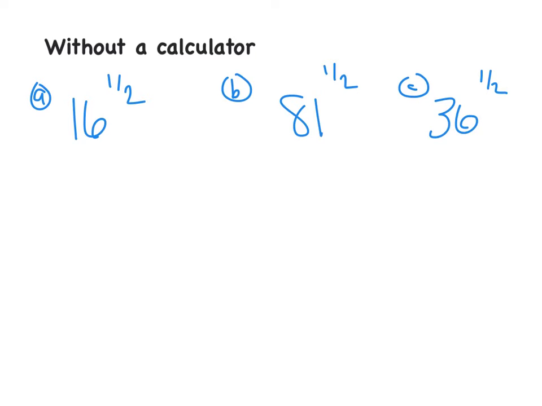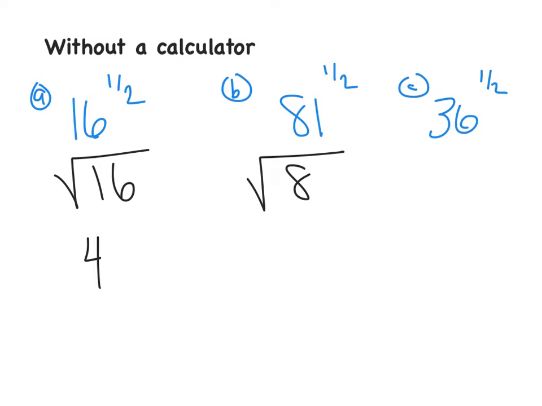All right, so all you have to remember is that anybody to the 1/2 is really equivalent to the square root. So 16 to the 1/2, let's rewrite it, is really the square root of 16. So you should know 16 to the 1/2 is really just 4. 81 to the 1/2, well, that's really just the square root of 81, and the square root of 81 is 9. 36 to the 1/2 is really just the square root of 36, and the square root of 36 is 6.